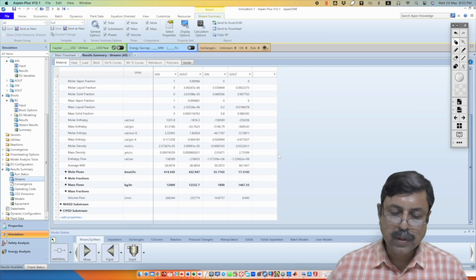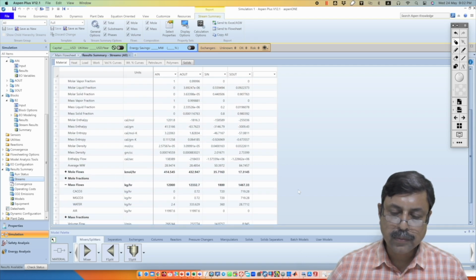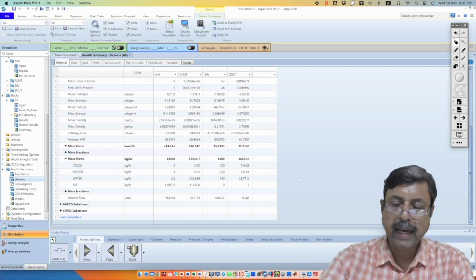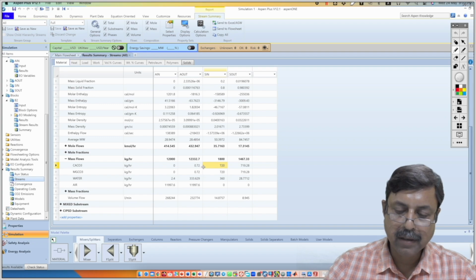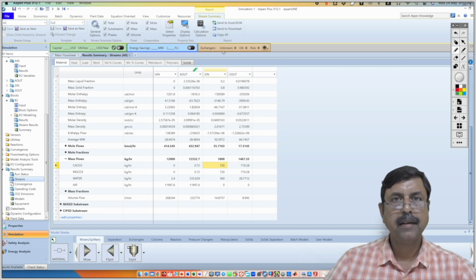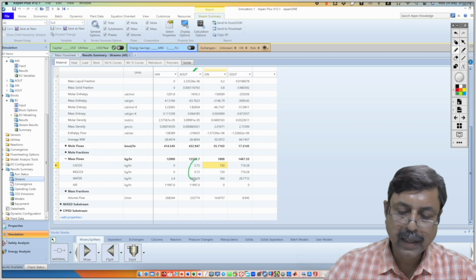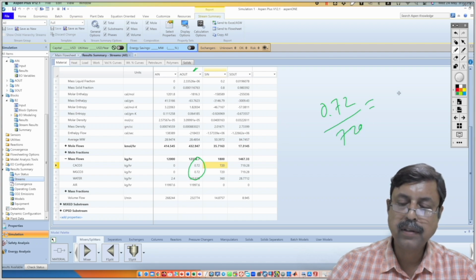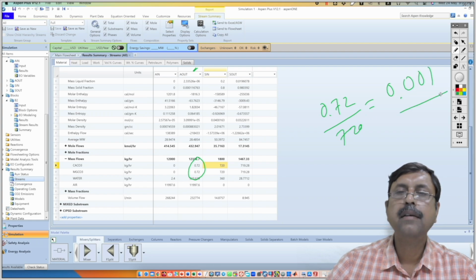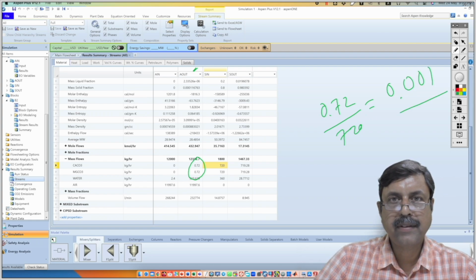Now let us go to the mass flow. Now here you can find the entrainment. What is the entrainment? This one. This is the entrainment, because A out means air out, and air out is taking some solid along with it. And what is the amount of solid? For individually, calcium carbonate and magnesium carbonate, it is 0.72 out of 720, which is equal to 0.001. And that is the entrainment we have selected, right?